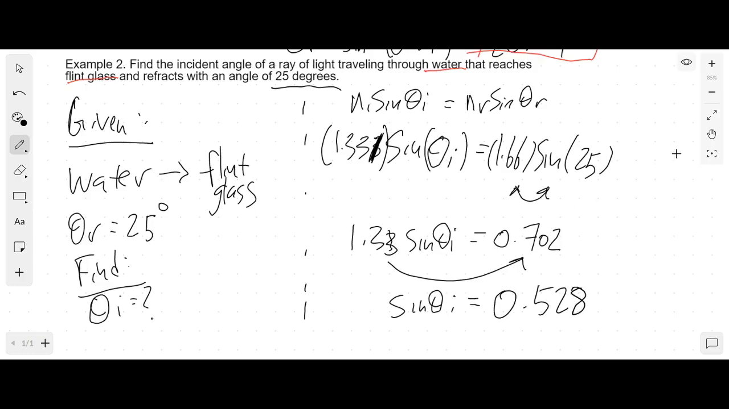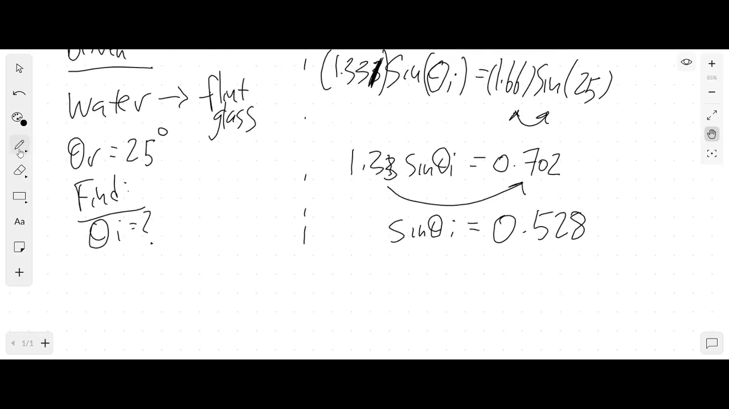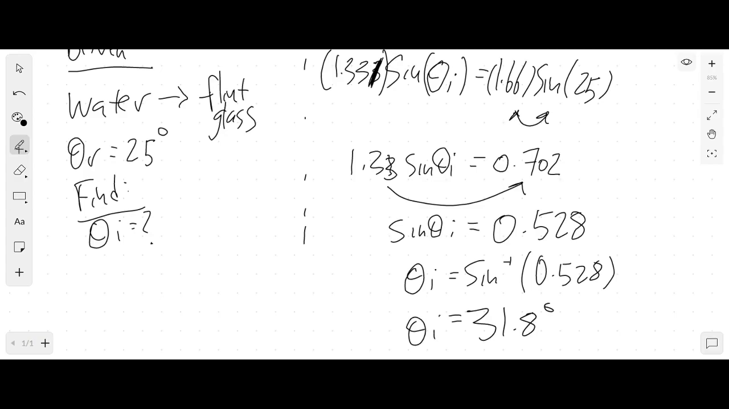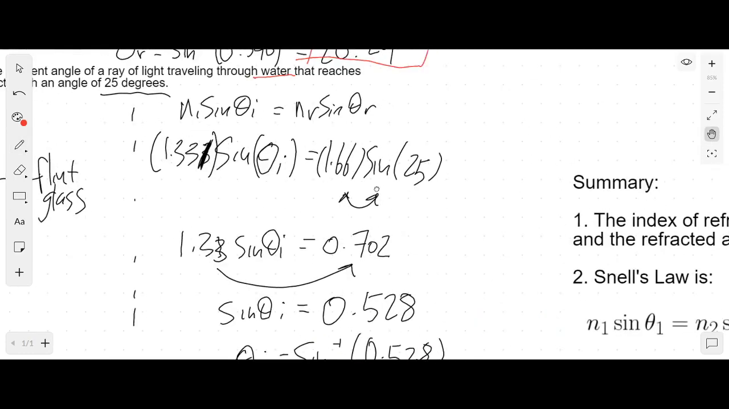Now don't forget this last step. We have to do the sine inverse. So theta i equals sine inverse of 0.528. That gives you a value of 31.8 degrees. 31.8 degrees is theta i. Change it to red, highlight the answer. And there we go.